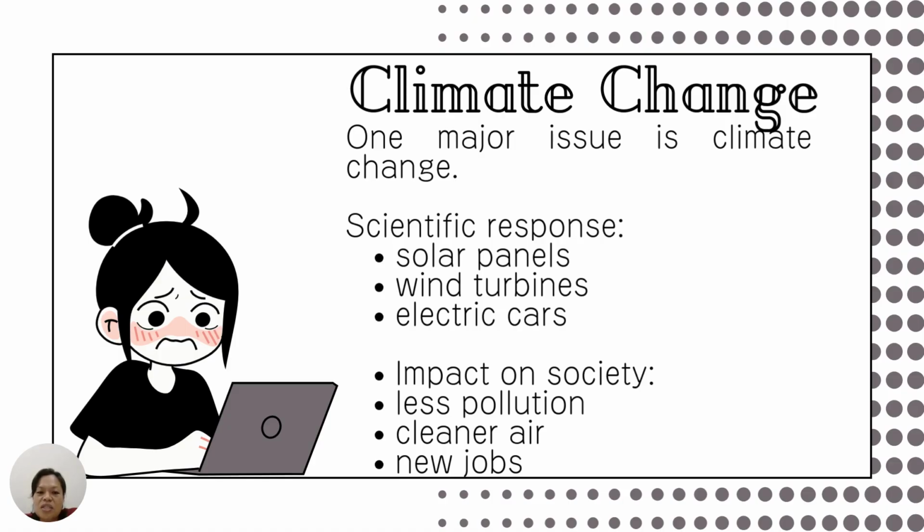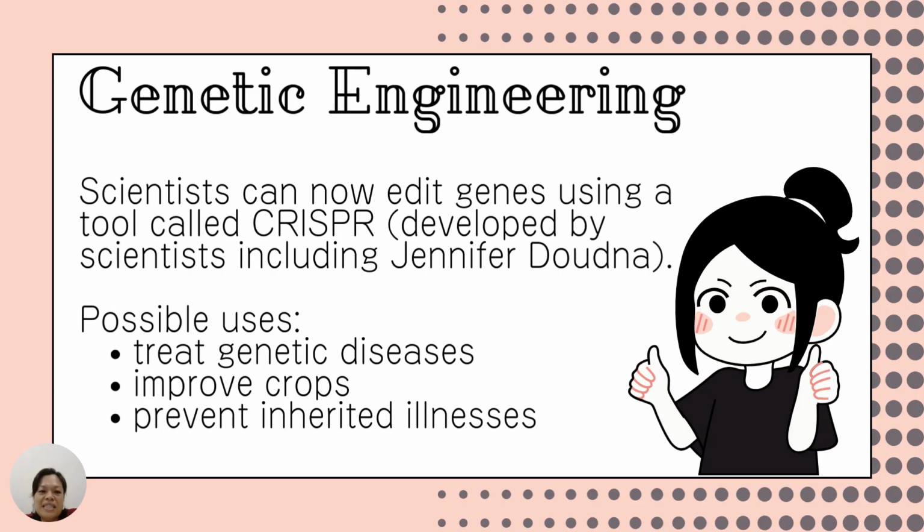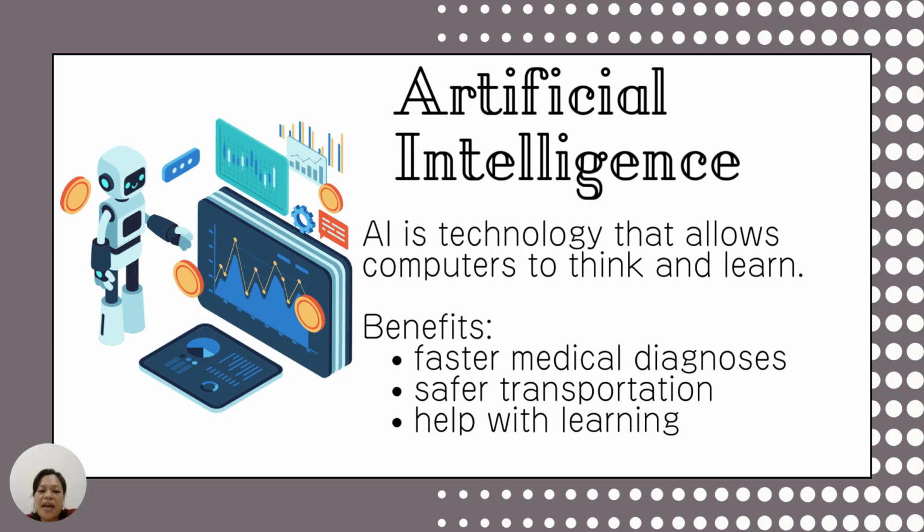In climate change, it is able to give a very big impact on society, where at least we are able to predict disasters, for example tornado, flood. What about in public health? It is able to create new vaccines to prevent diseases. And in genetic engineering also, we are able to treat genetic disease, which becomes a future reference, and improve crops and prevent inherited illness.